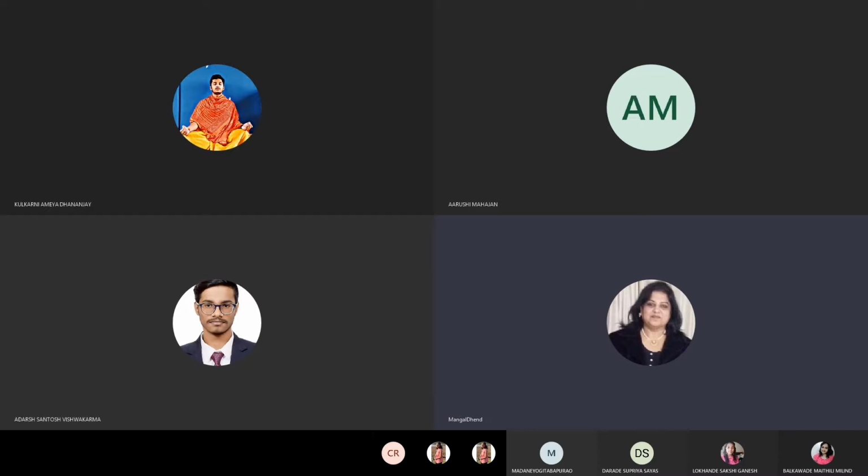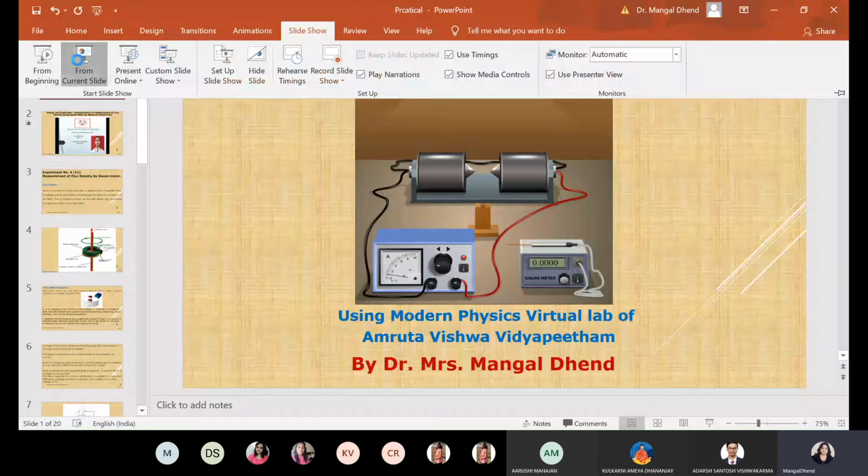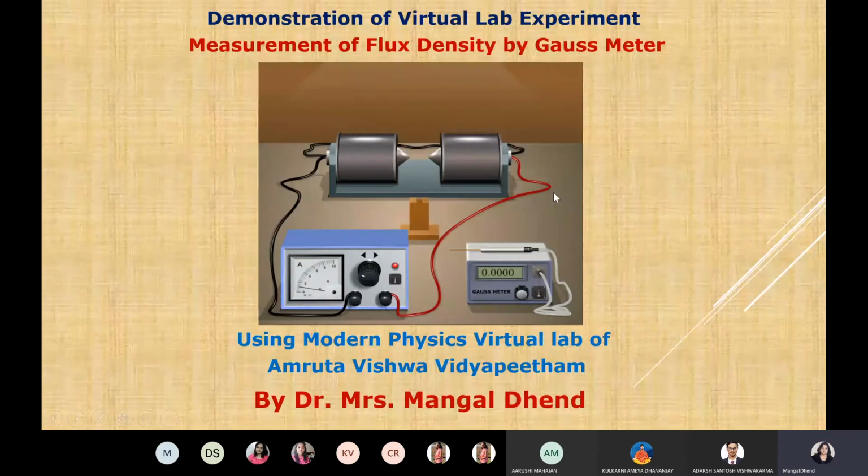Okay, the experiment is measurement of flux density using Hall effect, or using Gauss meter. So that we'll see. So let us start. So our experiment is measurement of flux density by Gauss meter. We will use the modern physics virtual lab of Amrita Vishwa Vidyapitham.